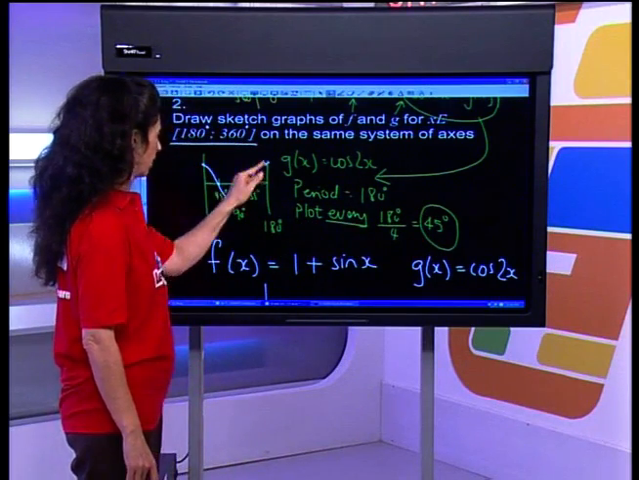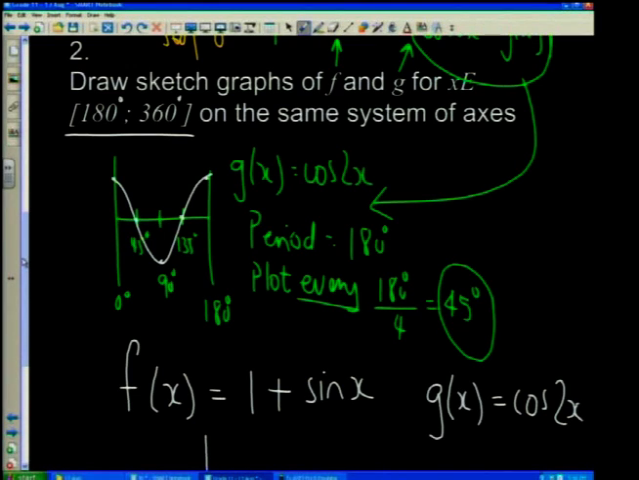So we had an overview of what that's doing, which means that we're now going to repeat that. So it's going to go in 45s all the way to 360 degrees. And it's going to go, and it's going to go, etc. But now we're dealing with a domain between 180 and 360, which means I'm only going to show that portion of the graph. I'm not going to show that portion.